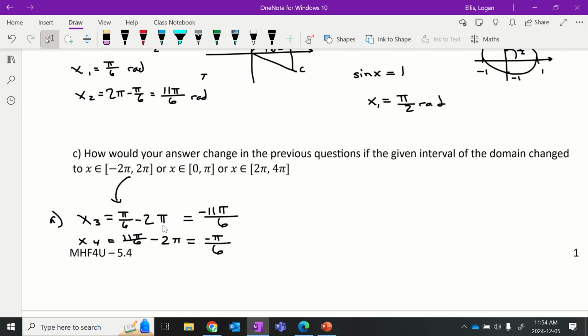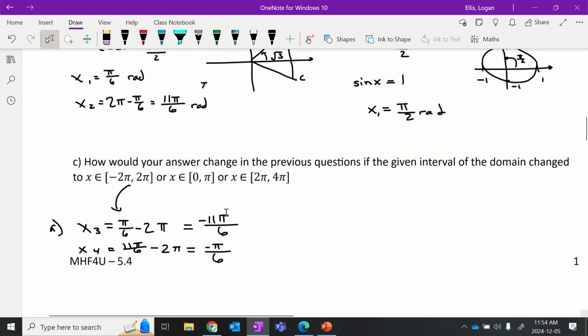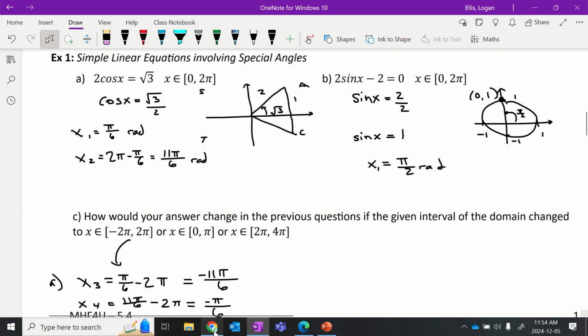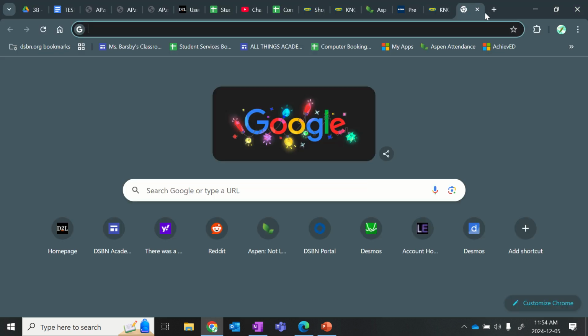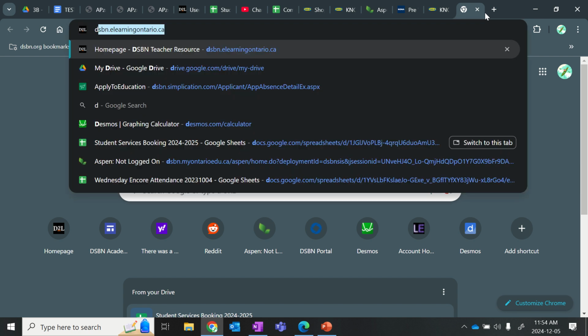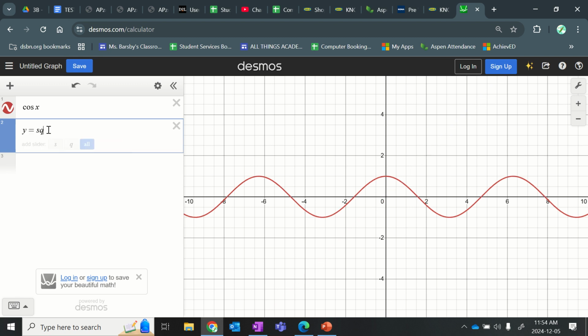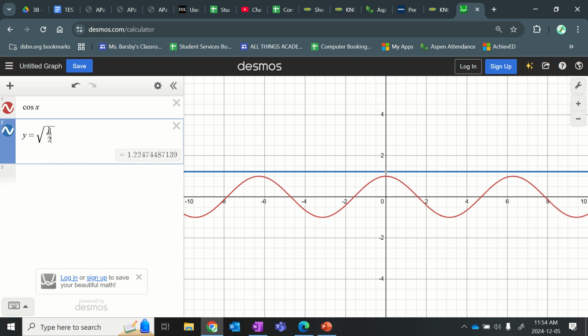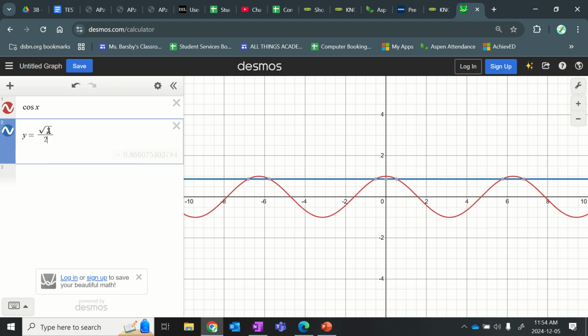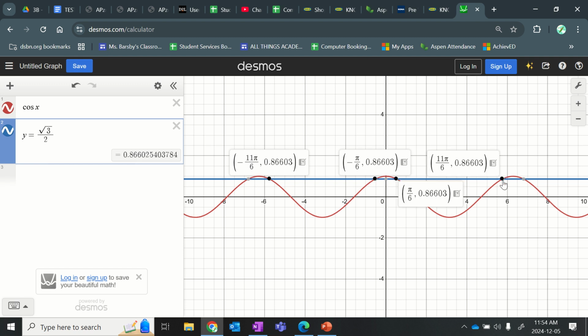And just to show you what that might look like, let's actually do this. So cos x equals root 3 over 2. You can always check using Desmos. You can go cos x, and then you can just solve by saying y equals square root 3 over 2. We need that to be separate. And you can see here are my answers between 0 and 2 pi. So 2 pi would be about here, so negative 2 pi. So there's negative 11 pi over 6, negative pi over 6, pi over 6, and 11 pi over 6.